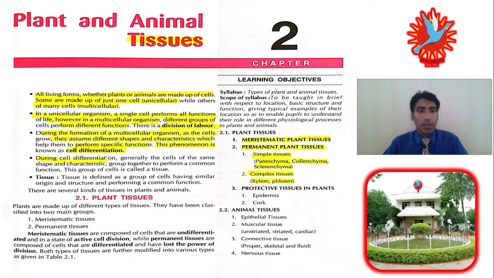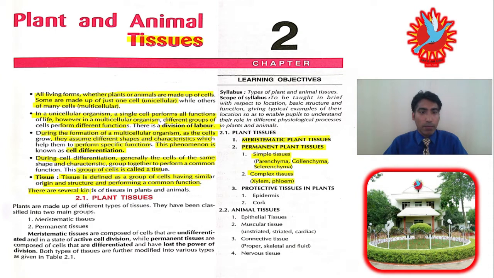During cell differentiation, generally the cells of the same shape and characteristics group together and start to perform a common function. This group of cells is called a tissue. So what is the definition of tissue? Tissue is defined as a group of cells having similar origin and structure and performing a common specific function.